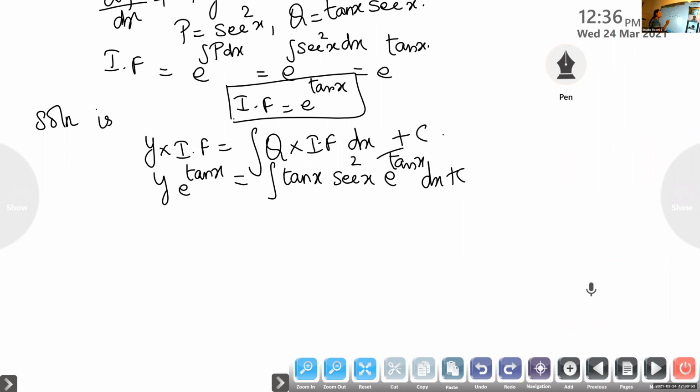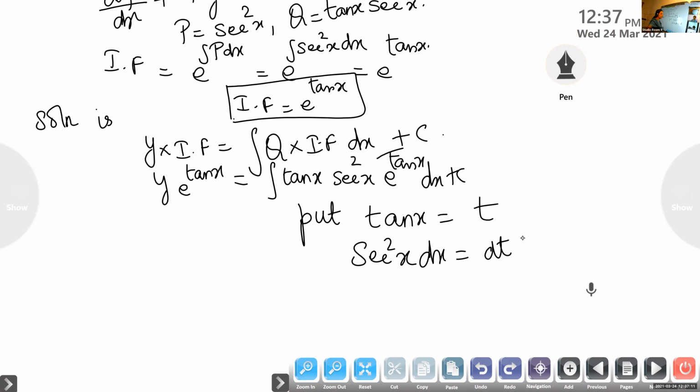So I'm going to substitute it here. You put tan x is equal to t. So what about the derivative? Sec square x into dx will become dt. Look here, I'm rearranging the terms: tan x, e raised to tan x into sec square x dx plus c.